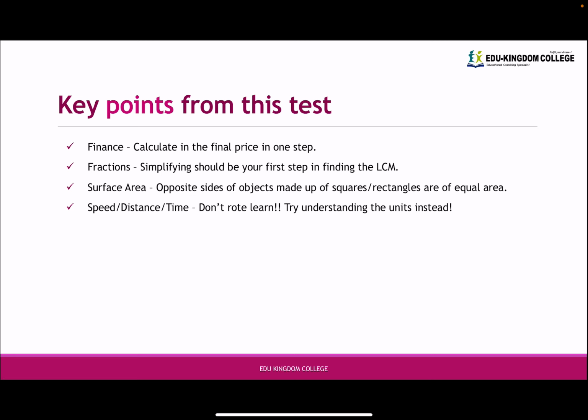Just a couple of key points to remember and take home for the future are these 4 topics that we looked at the start. So finance, make sure you try and decrease the number of steps you take. Don't skip steps that you need and make silly mistakes, but try and get rid of unnecessary steps if you can. Be smart about it. Fractions, when you're simplifying something, when you're finding a common denominator, make sure you don't multiply everything together unless it's a prime number. And make sure you simplify before you find the LCM, because otherwise your numbers are going to be huge. In terms of surface area, remember that opposite sides are the same.